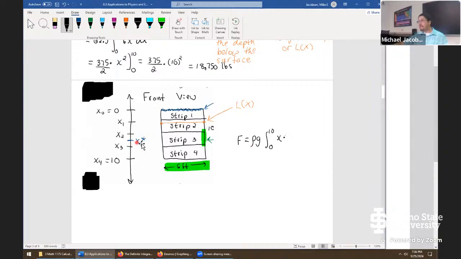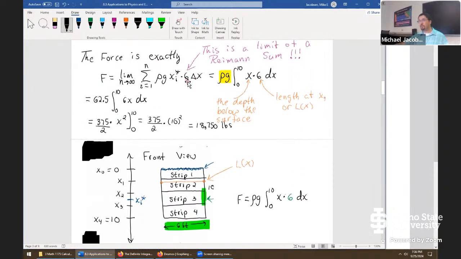Multiply by the width at x. It was always 6, so we throw in 6, and integrate in that format. It just takes a long while doing it with the Riemann sum.